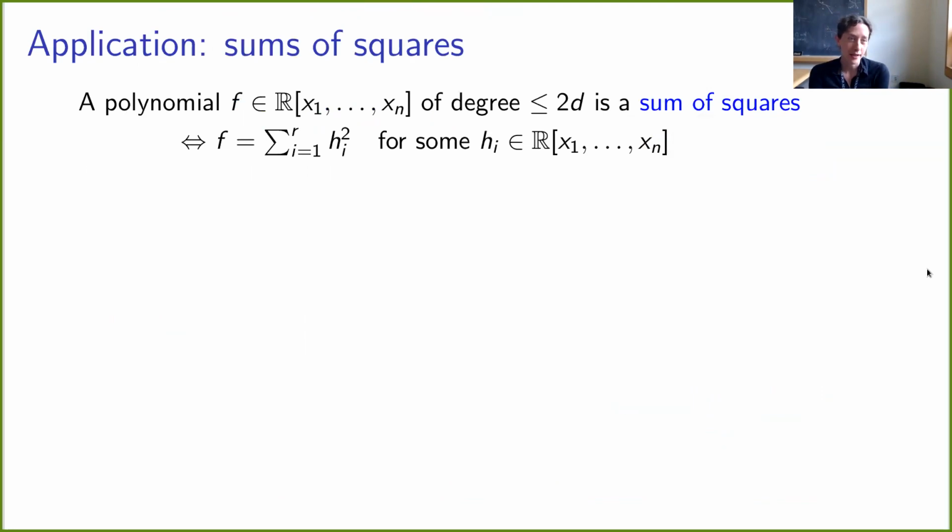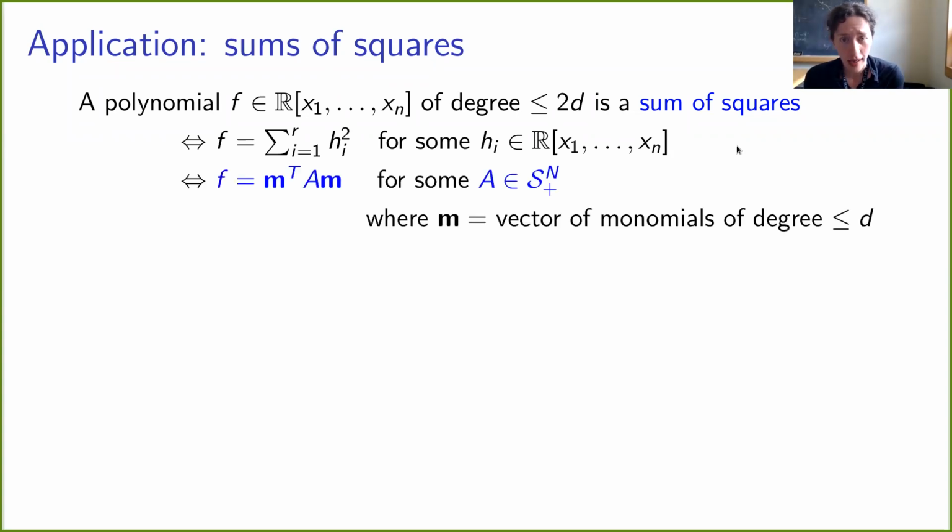Another big application is sums of squares of polynomials. So we'll say that a polynomial with real coefficients of, say, degree at most 2d is a sum of squares if, by definition, you can write it as a sum of squares of other real polynomials. And you can actually phrase this as writing f as a positive semi-definite quadratic form in the monomials of degree at most d. So I claim that f is a sum of squares if and only if there's some large positive semi-definite matrix A, so that f is equal to m transpose A m, where m is the vector of all monomials of degree at most d. And this big N is the size, the length of this vector.